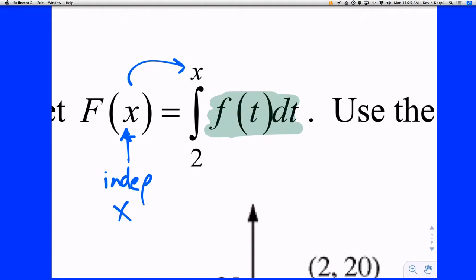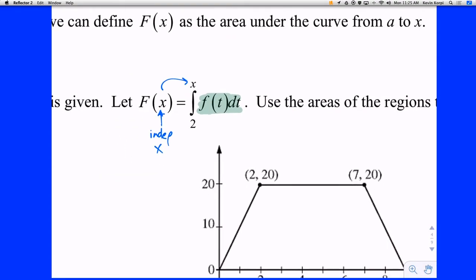It doesn't have to be t. It could be f of p dp. It could be f of m dm. It just has to be different because if I kept it as f of x dx, now there's too many x's and you're not sure which one actually represents the independent variable. So that's why we change the variable. And t is just another nice independent variable because we're used to it with time.